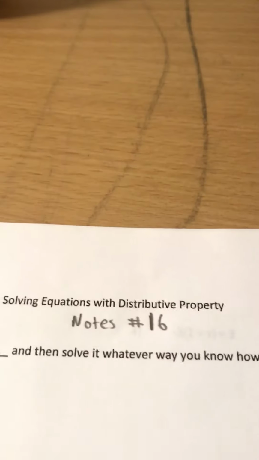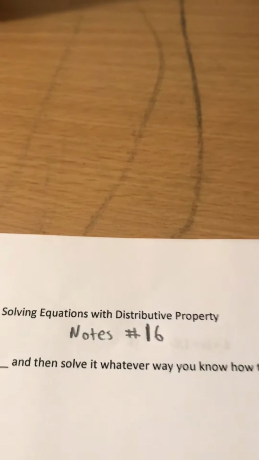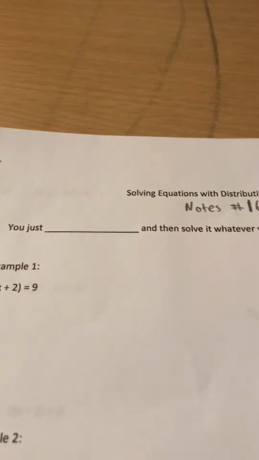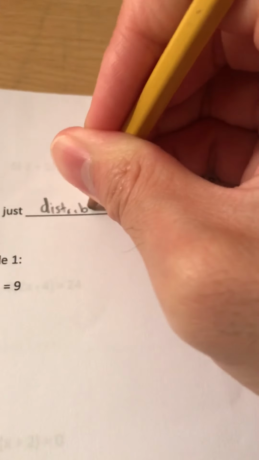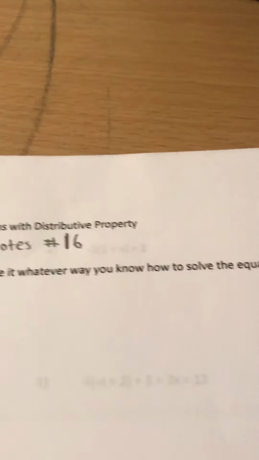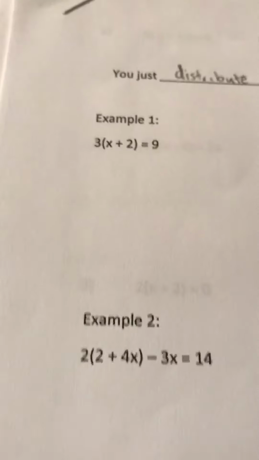Okay, so again, the title of this is Solving Equations with Distributive Property. You just distribute, and then solve it whatever way you know how to solve the equation. So you distribute, and then you solve it the way that you know how to solve it, all right? So example 1.